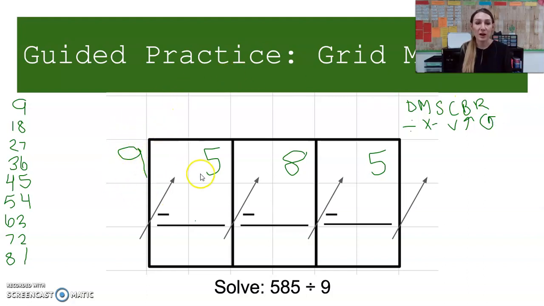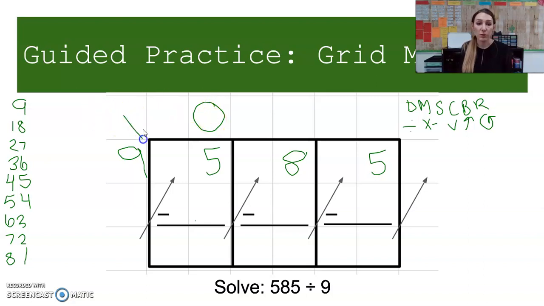How many times can 9 divide into 5? So when I'm looking at my list of multiples, I want to try and get as close to 5 as I can without going over. My very first multiple is 9, which is already bigger than 5. So that means I can't divide 9 into 5, so I'm going to put a 0 in my quotient.